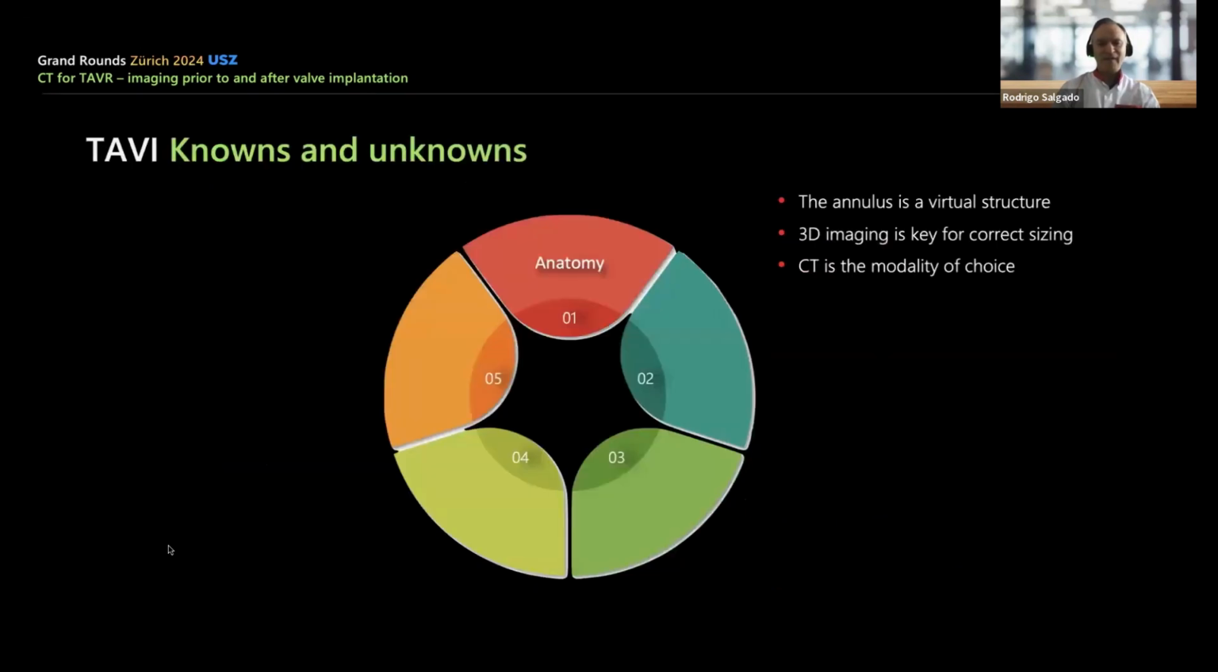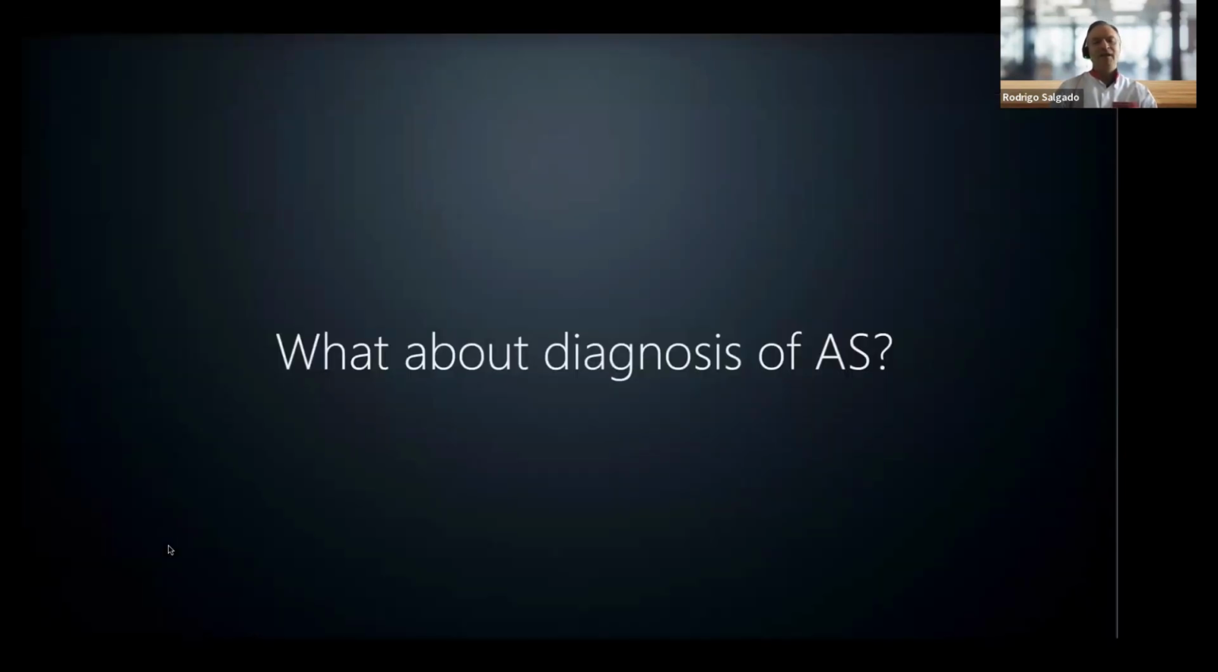So anatomy, I think that we can state that the annulus is indeed a circular structure, but it's not a circle, it's oval. 3D imaging is key, and CT brings everything to the table regarding dimensions to look for the best possible fit of a specific size of valve for that particular patient.